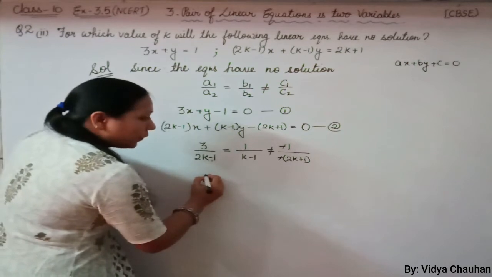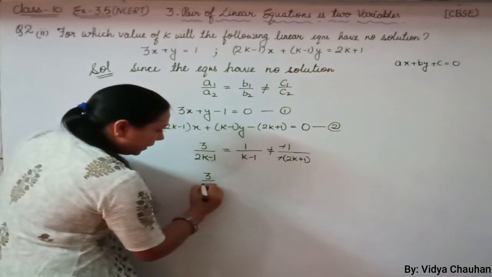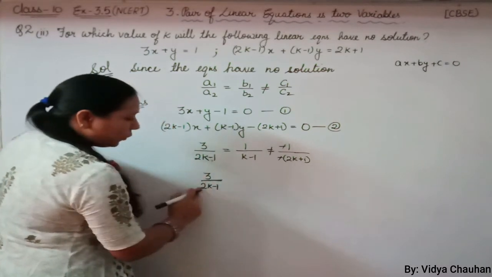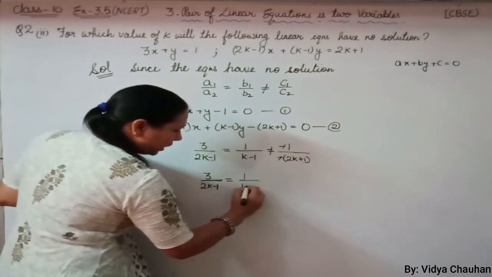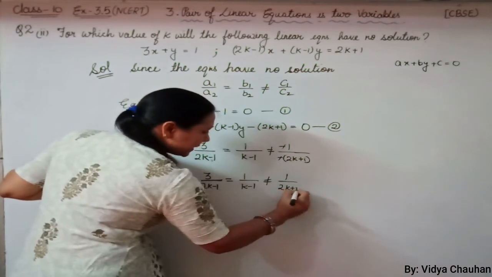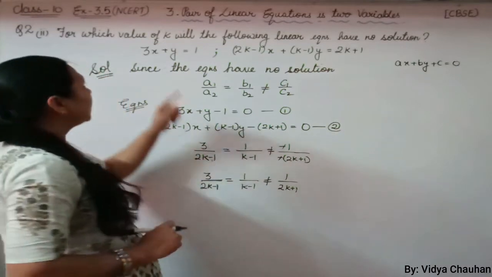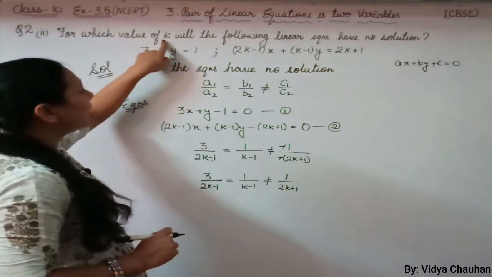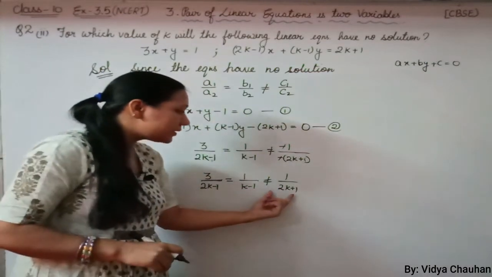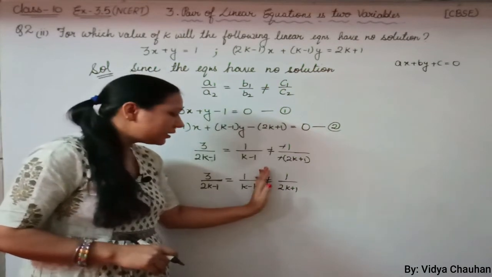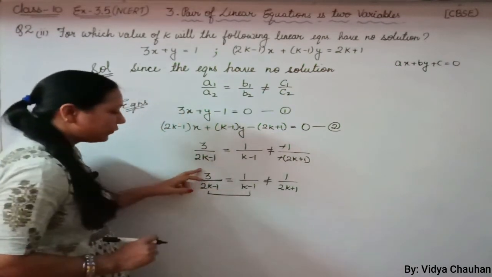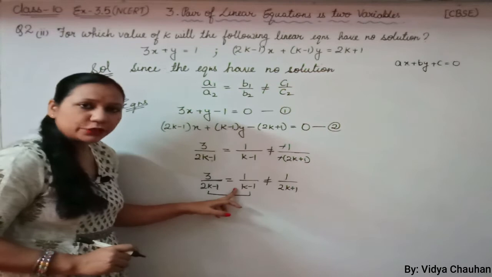Now what we have to find is the value of k. In the next step you can write it in an easier manner: 3 upon 2k minus 1 equals 1 upon k minus 1 not equal to 1 upon 2k plus 1. As you know, in the question it is asked what value of k, meaning we need to find the value of k. So we will not take this case of not equal to. We will just remove it, and let us equate the first two ratios, a1 upon a2 with b1 upon b2.